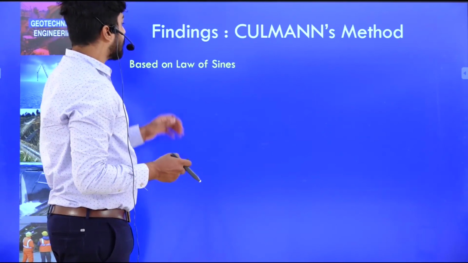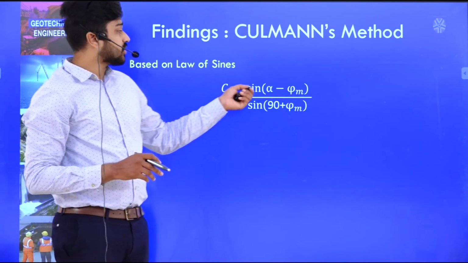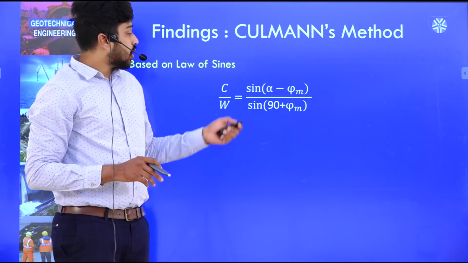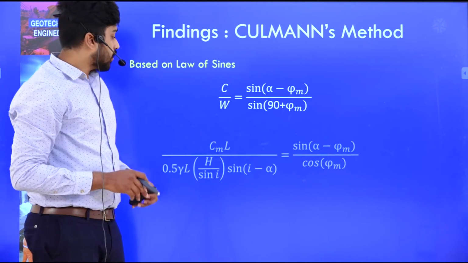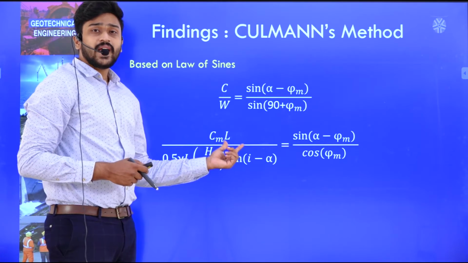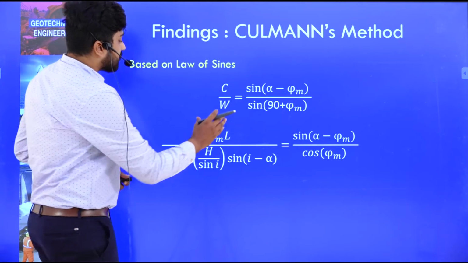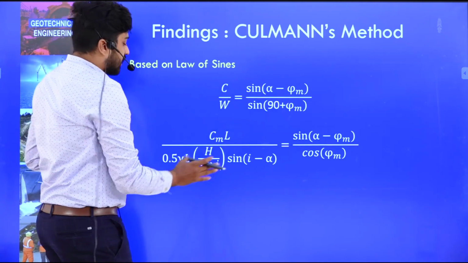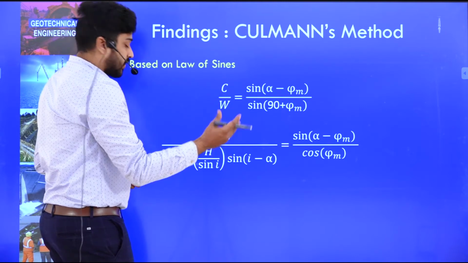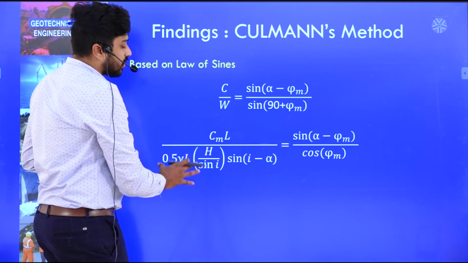Let us try to understand the law of forces once again here. As I have stated, it will be C by W is equal to sine of alpha minus phi m by sine of 90 plus phi m. On further simplification, we know that C is nothing but Cm into L, which is mobilized cohesion into L, where L is Qs, the length of the failure plane. The weight of this particular wedge is nothing but unit weight into volume, so this is gamma into the volume.